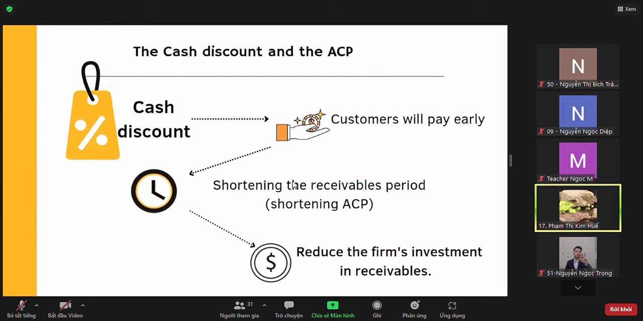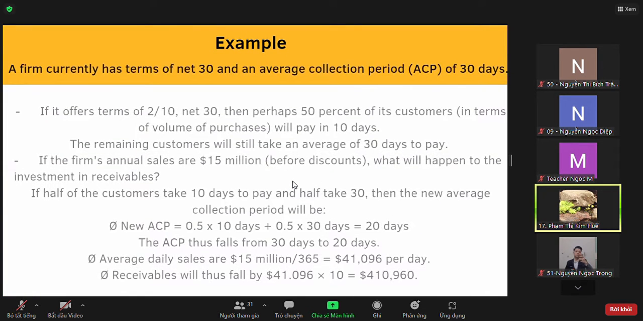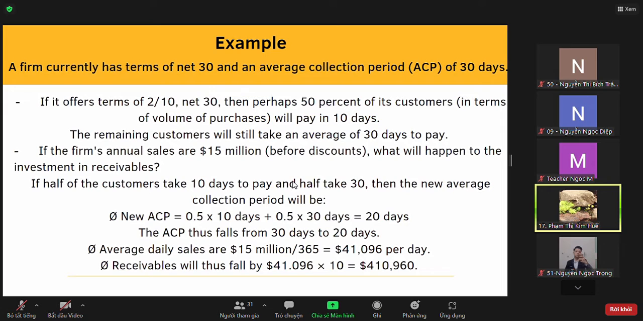Cash discount and the ACP. A cash discount will promote customers to pay early and shortens the receivable period. It also shortens the ACP, the average collection period, and so it reduces the firm's investment in receivables. And we have an example on the screen. You can see the example and the answer we attach in the slide.